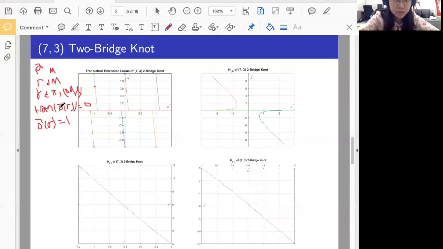So the kernel vanishes. Therefore, rho tilde now induces a PSL2R tilde representation of the Dehn filling of the knot complement with slope R. Therefore, we know Dehn filling of the knot complement with slope R is left orderable. And this is how the translation extension locus works.